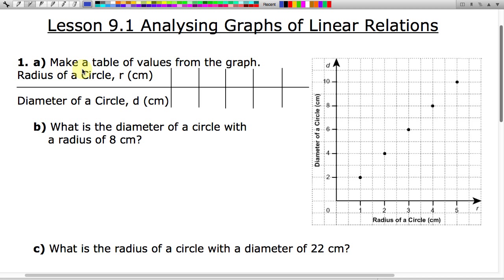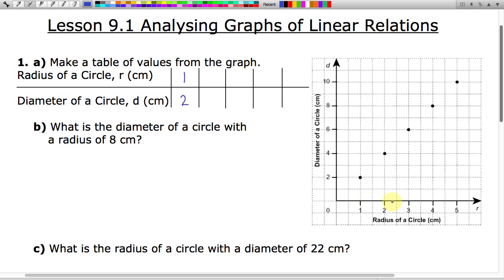So in number 1 here it says to make a table of values from the graph. The first graph is looking at the radius of a circle versus its diameter. And of course you probably all know what the relationship is between those two things, but let's pretend we don't know. So with a radius of 1 we have a diameter of 2. So see, r equals 1, d equals 2. So I'm going to write in here, when r is equal to 1, we get d equals 2.